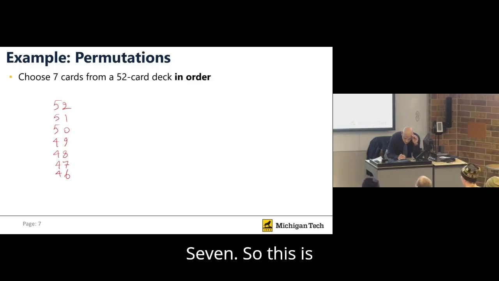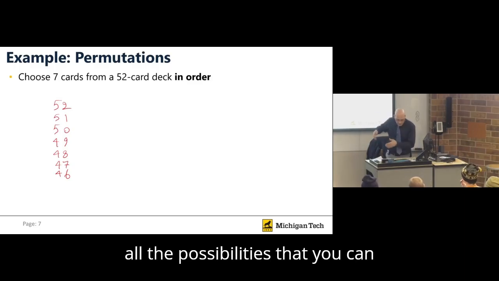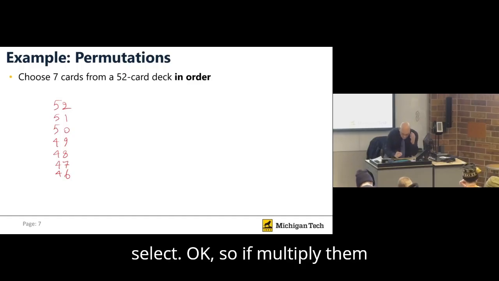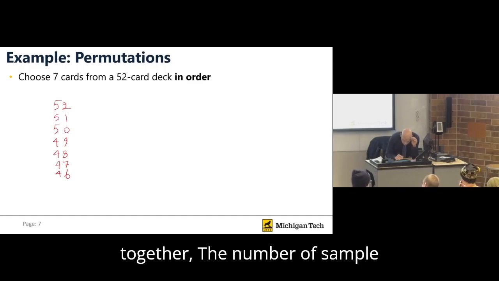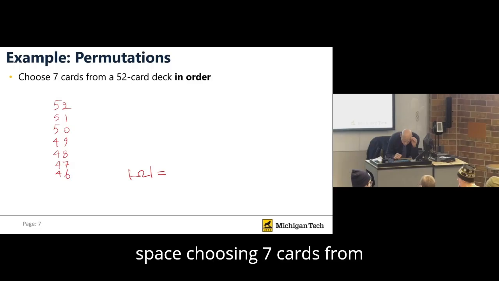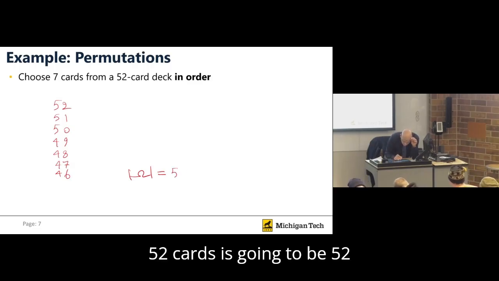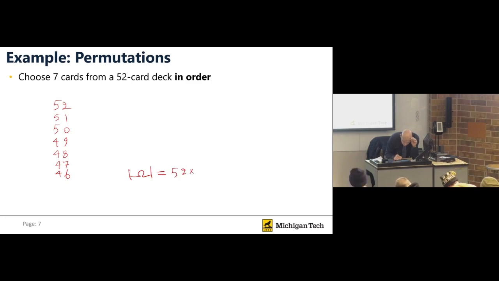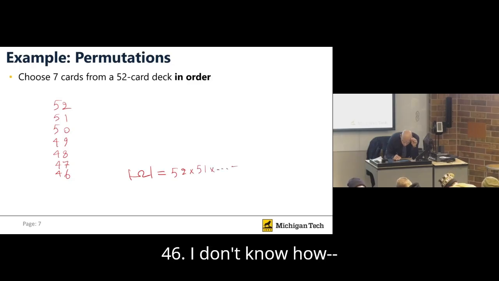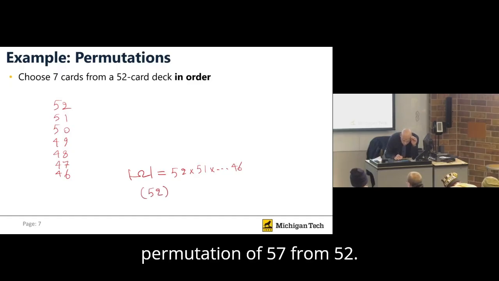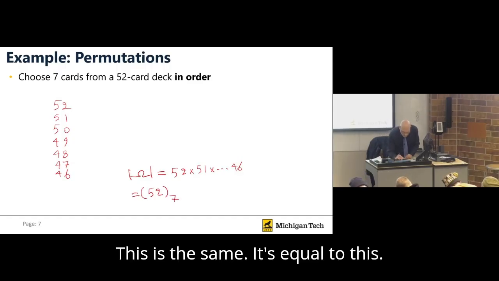So these are all the possibilities that you can select. If we multiply them together, the size of the sample space for choosing 7 cards from 52 cards is going to be 52 multiplied by 51 all the way down to 46. And this is equal to the permutation of 7 from 52.